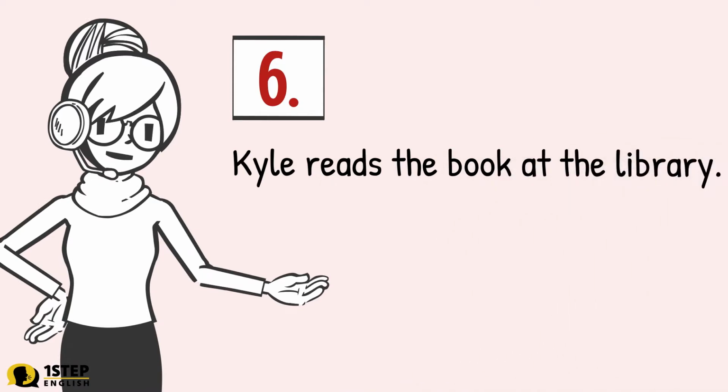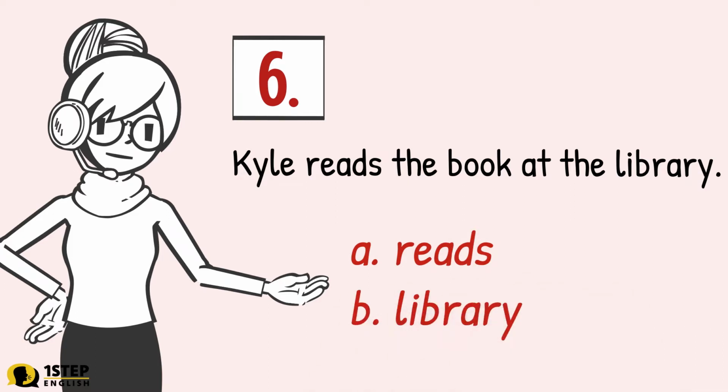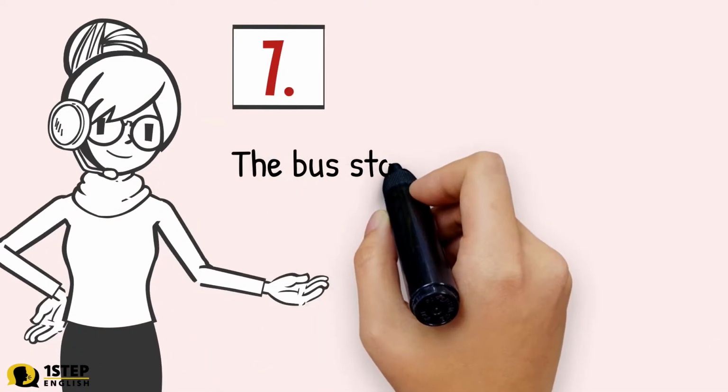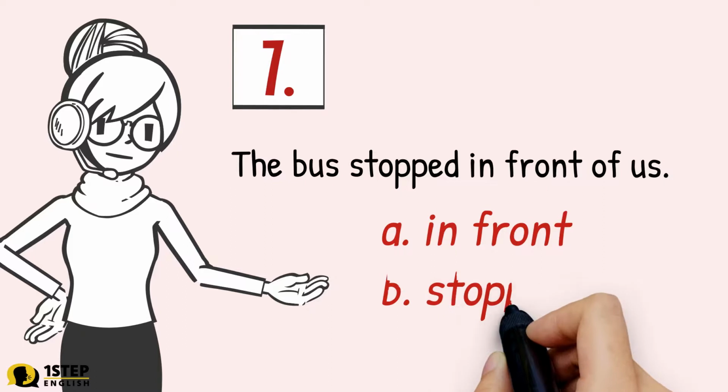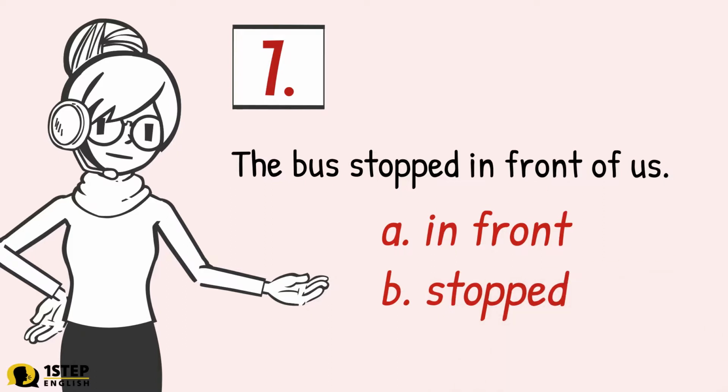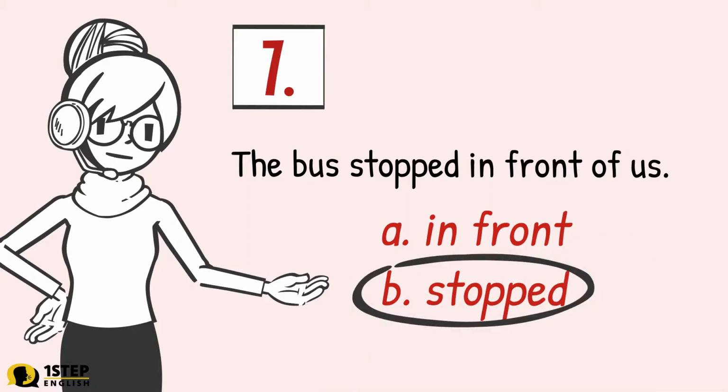Kyle read the book at the library. Letter A. Read. Letter B. Library. The correct answer is letter A. Read. It is a predicate in the sentence. The bus stopped in front of us. Letter A. In front. Letter B. Stopped. The correct answer is letter B. Stopped. It is a predicate in the sentence.